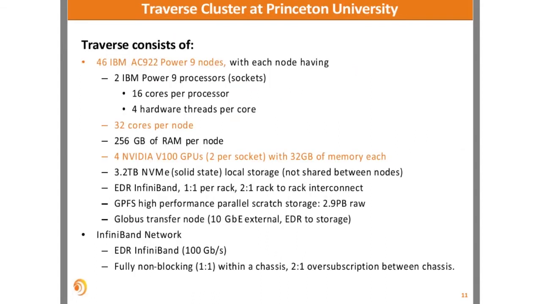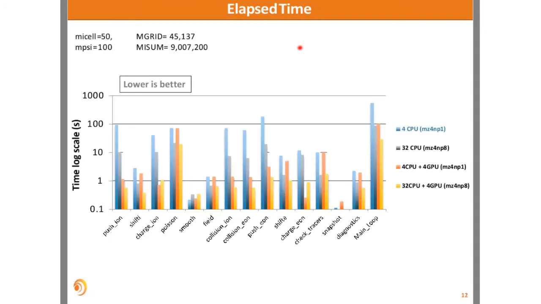Okay, so we now have the Traverse cluster at Princeton University, which has 46 Power9 nodes, and each node has 32 cores and 4 NVIDIA V100 GPUs. So we are using this extensively now. Now I'll show some performance comparison. This is a very small test case, just 9 million particles for this simulation. Just one node is used. And there are 4 different configurations.